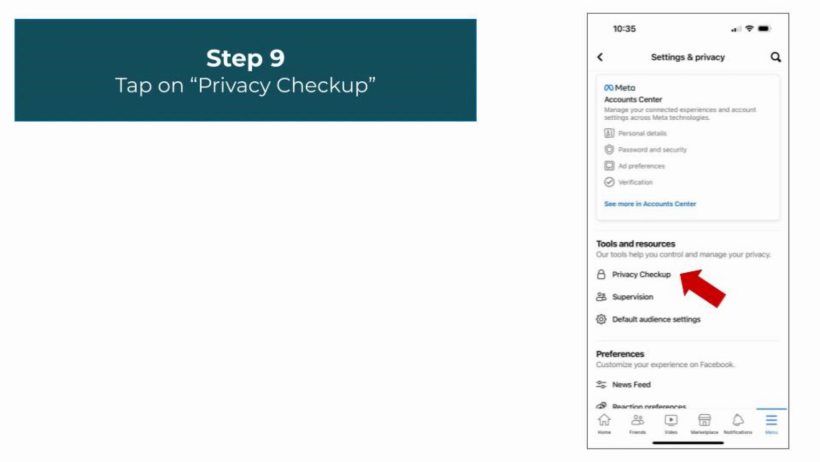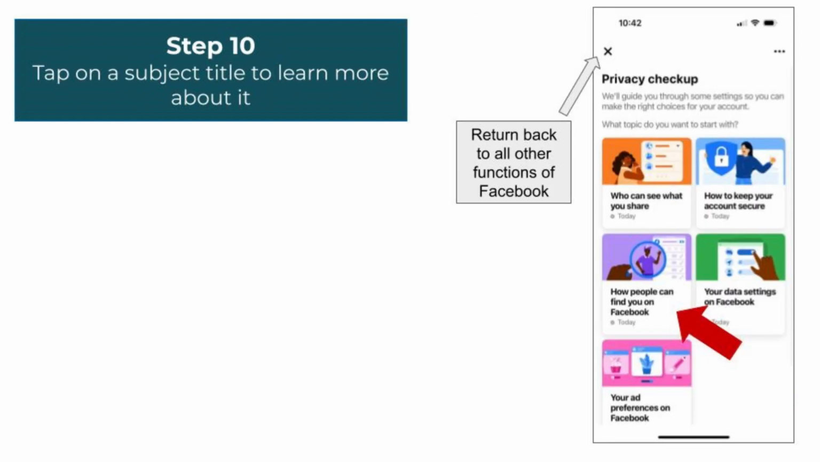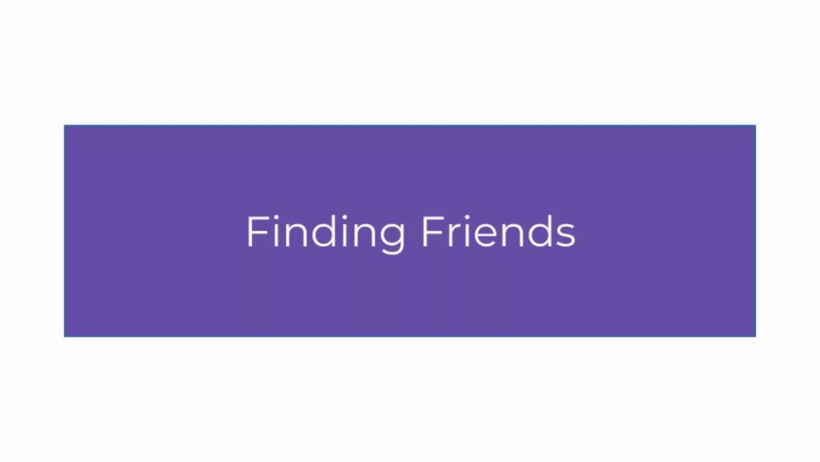Another way to learn more about privacy settings on Facebook is to use the Facebook Checkup tool. So we're still under Settings and Privacy that we navigated to a few steps back. Then, tap on Privacy Checkup. Then, tap on a subject title to learn more about it. As Facebook provides educational slides about privacy settings, you will have the opportunity to change settings as you walk through it. Next, we will learn how to befriend people on Facebook.